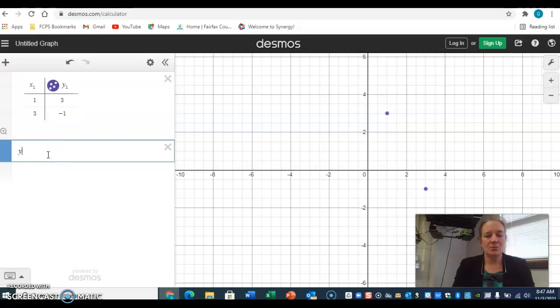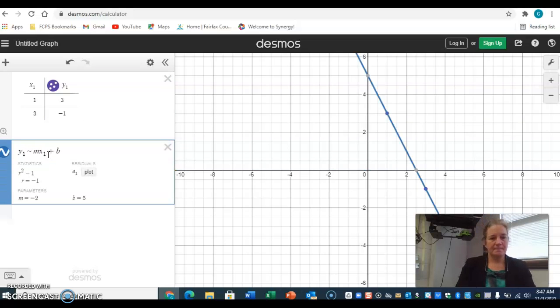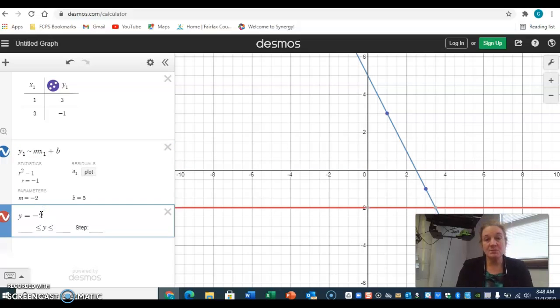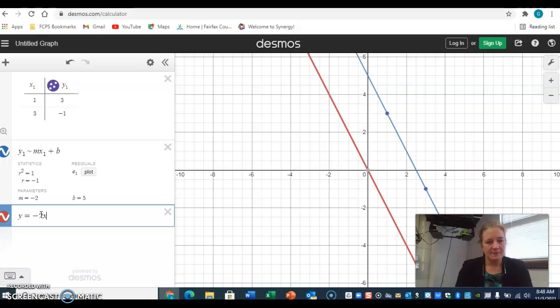And now I'm going to do this: y1, squiggle, mx1 plus b. And look at that. It gave me my equation. So now in my notes, I'm going to say y equals -2x plus 5, which makes sense. I could tell it was a negative slope. Oh, and it lands right on top of my points. So that's what I write on my notes for number 9.